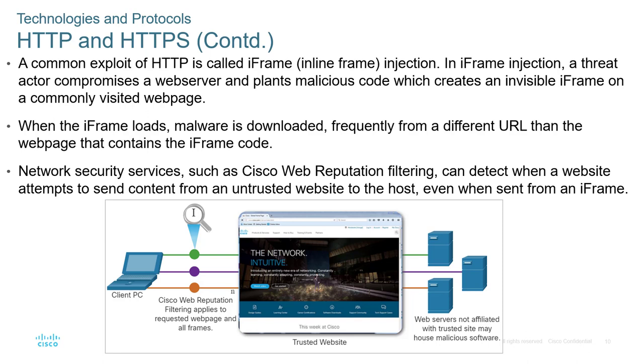A common exploit of HTTP itself is called an iframe or an inner inline frame. A browser actually has multiple frames on a given website. So an iframe injection is a threat after compromising the web server, and it will plant malicious code in an invisible iframe on a commonly visited website. There are network appliances like Cisco Web Reputation Filter that can detect iframes, but this is a common issue. When we look at a web page, again, multiple portions of the web page load from different locations. So just because we are loading Google, for example, we may get one request coming from Google, but we may have other requests going from other locations. So that makes it a little more vulnerable.